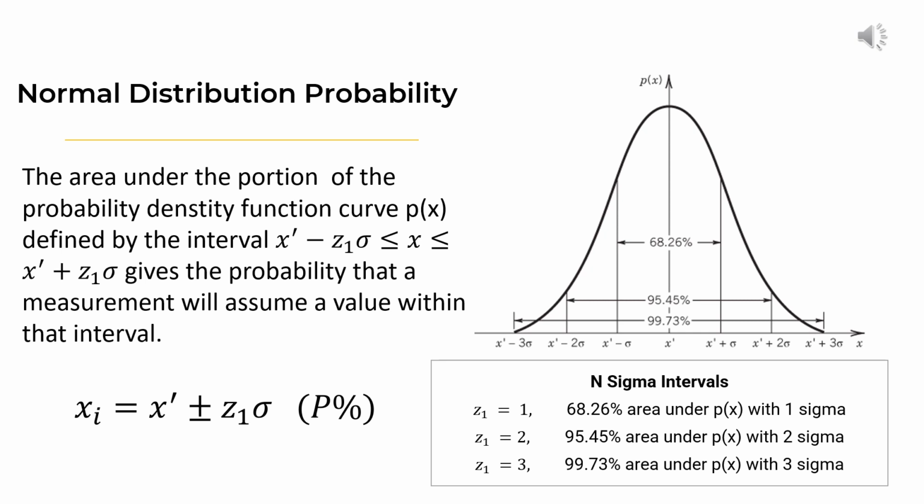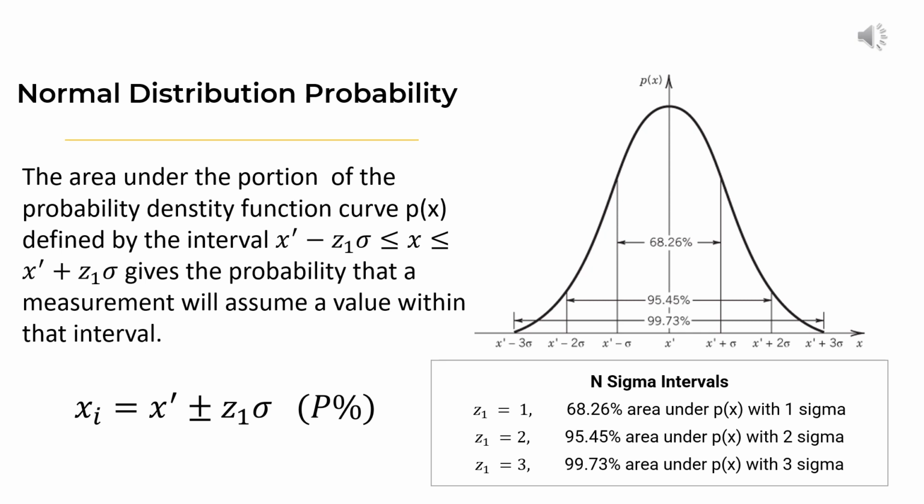Direct integration of p for a normal distribution between the limits of x prime plus and minus z1 times sigma, with z1 equal to 1, covers 68.26% of the area under the curve p of x. This equates to a 68.26% chance that a measurement of x will have a value within the interval of x prime, the mean, plus or minus 1 standard deviation.